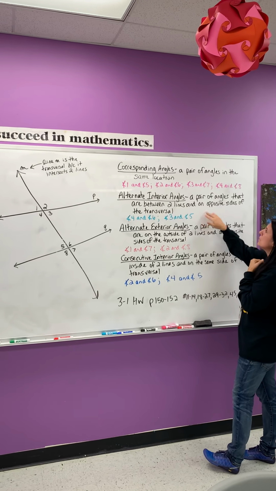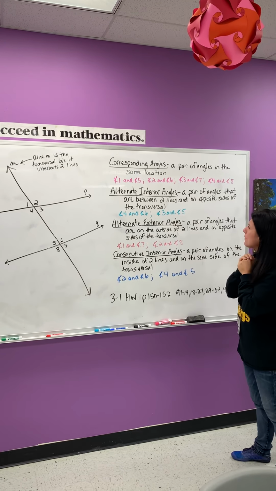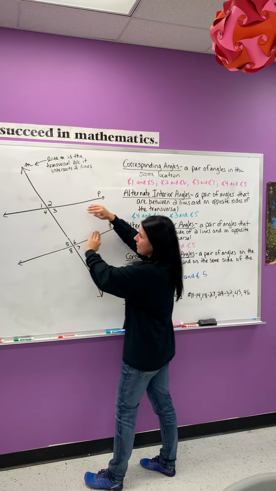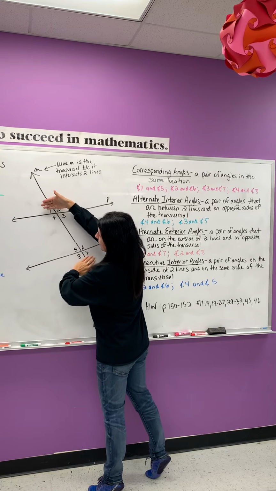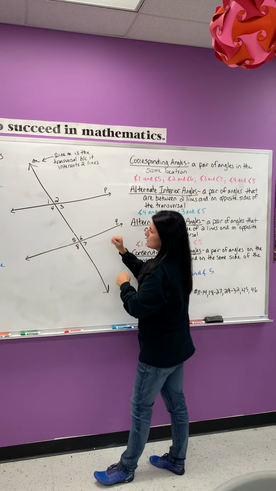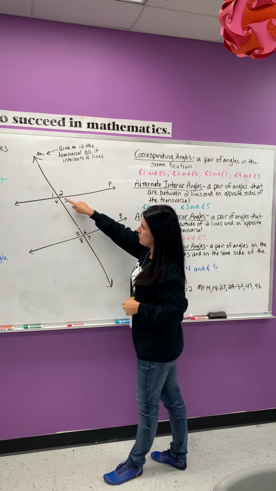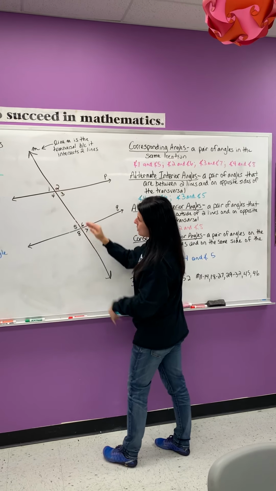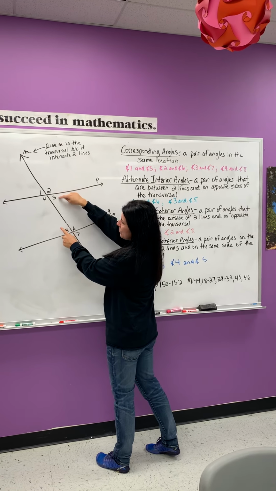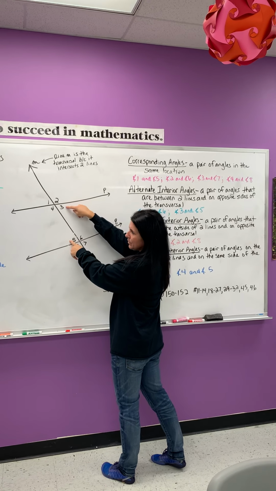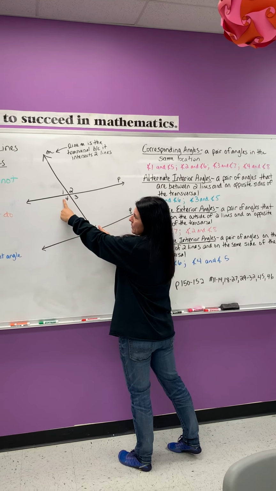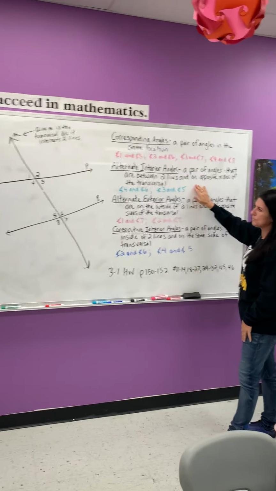Alternate interior angles, pair of angles that are between two lines and on opposite sides of the transversal. These are the two lines. When they say between, here's the inside of the lines, here's the outside of the lines. So they're saying that they're on the inside of the lines, so here, and they're on opposite sides of the transversal. Here's our transversal, here's opposite sides. So 3 and 5 are alternate interior, 4 and 6 are alternate interior. So again, on the inside of the lines, opposite sides of the transversal is alternate interior angles.